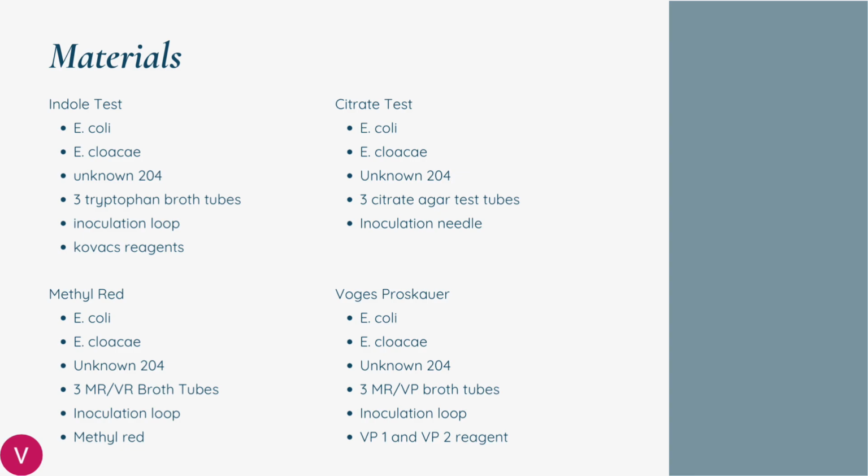For the methyl red, we used E. coli, E. cloacae, unknown 204, 3 MR-VP broth tubes, an inoculation loop, and methyl red. And for the Voges-Proskauer, we used E. coli, E. cloacae, unknown 204, 3 MR-VP broth tubes, an inoculation loop, and VP1 and 2 reagents.